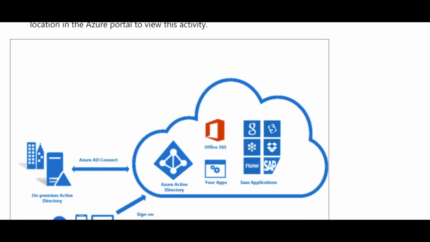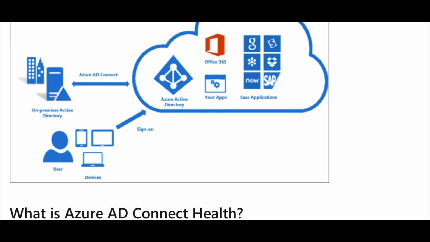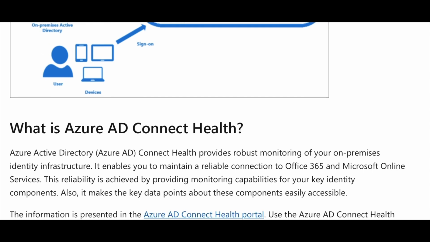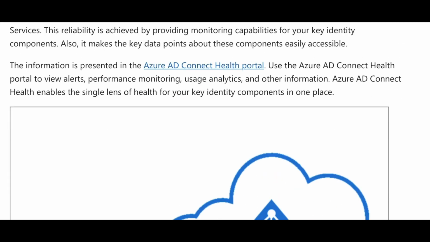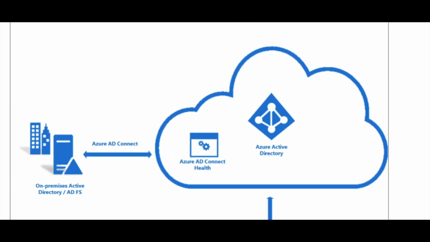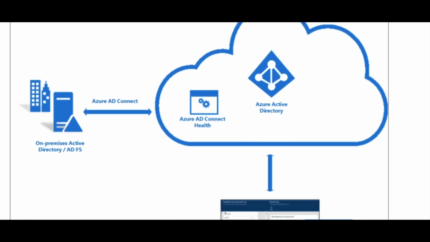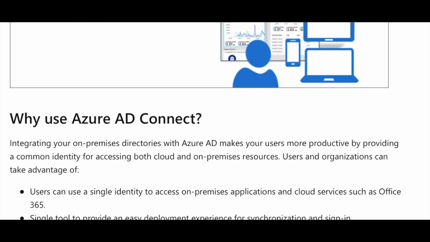You've got the on-premises Active Directory. That's where you install the tool and how it connects into Azure AD and how the users have multiple devices. A bit of an explanation here into what Azure AD Connect Health is, which is kind of the monitoring aspect of Azure AD Connect. So it monitors the health of your identity objects. If your synchronizations are all passing and successful.